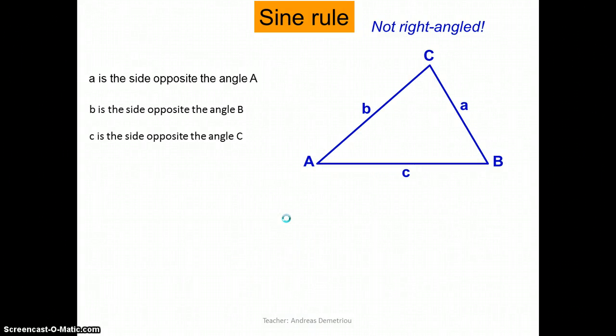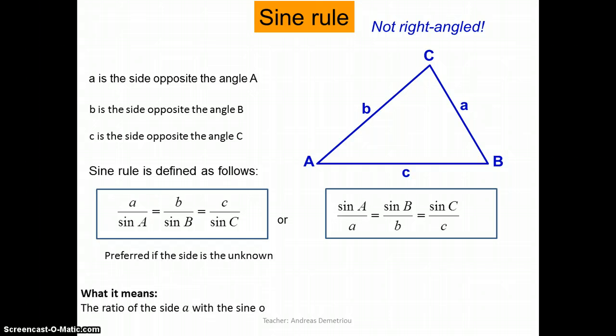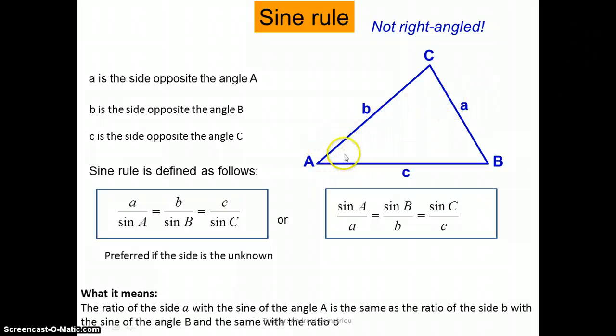The formula for the sine rule is given like this: if you compare the side a with the sine of the opposite angle A, this has to be the same as the ratio of the side b with the sine of the angle B, and the same as the ratio of the side c with the sine of the angle C. Here, the reason two formulas are given is that we prefer to use each formula depending on where the unknown is.